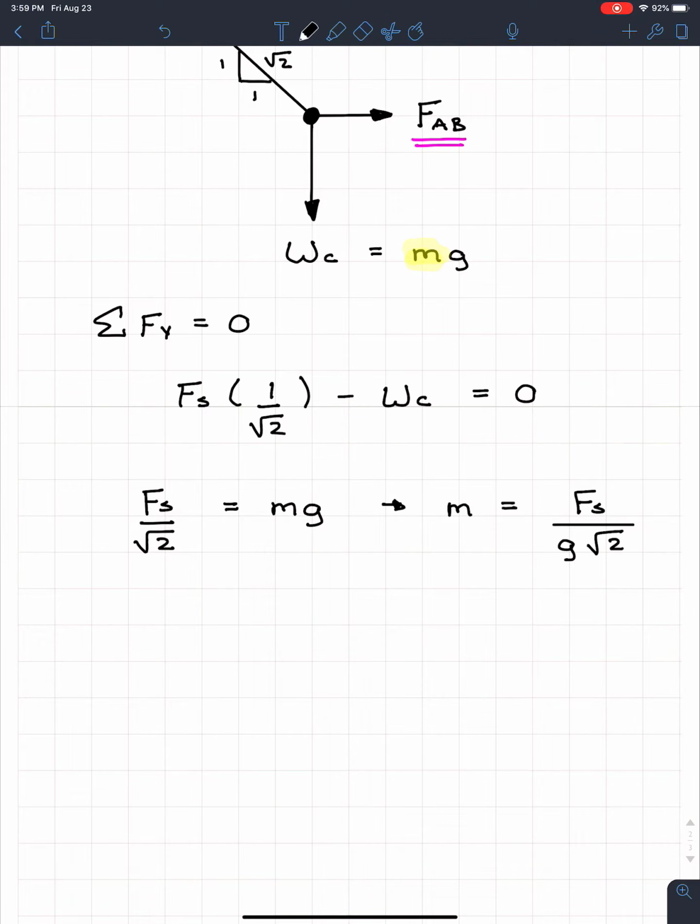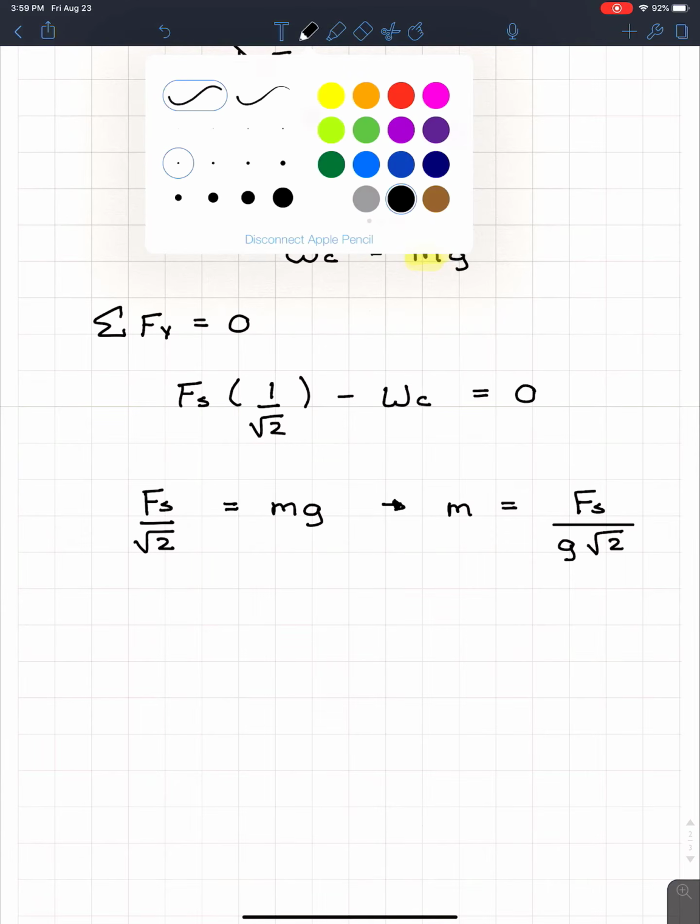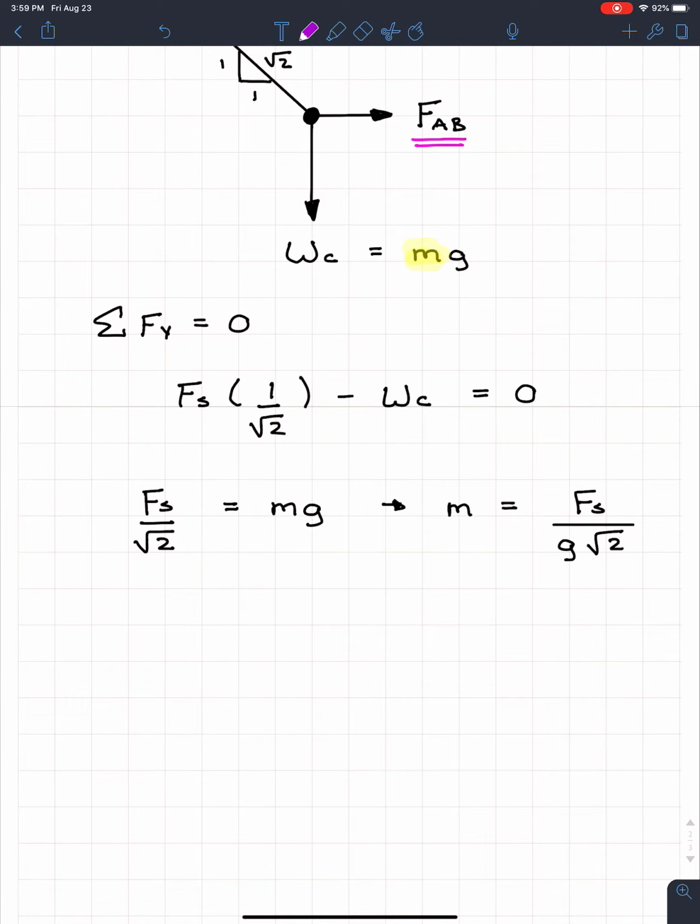So if we look at this formula here, just checking the boxes of what we know, we're looking for m, so this is perfect. We have a formula for m. We know gravity. We know root 2.